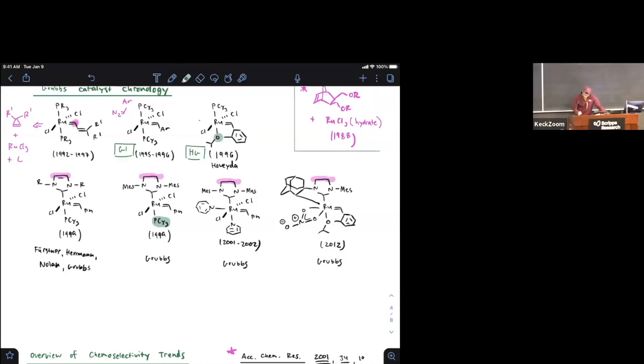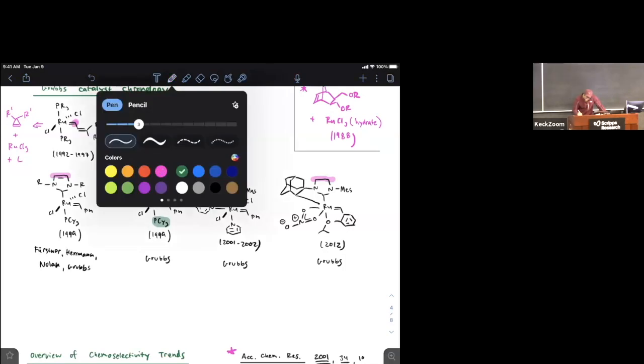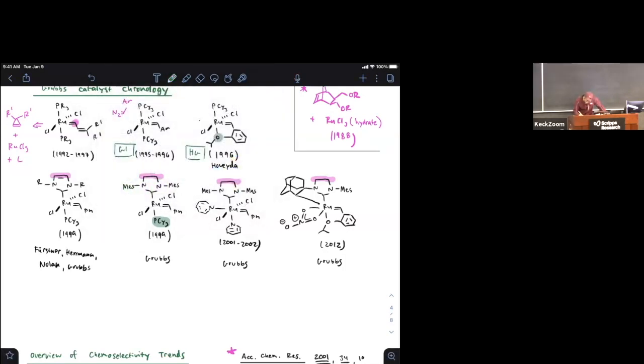So the first to consider NHCs ligated to ruthenium benzylidenes were several groups working at the same time: Fürstner, Wolfgang Herrmann, Steve Nolan, and the Grubbs group. They all looked at the unsaturated backbone version. And then the Grubbs group found that this modest tweak of going to the saturated backbone is important. This led to what we now call the G2 catalyst.